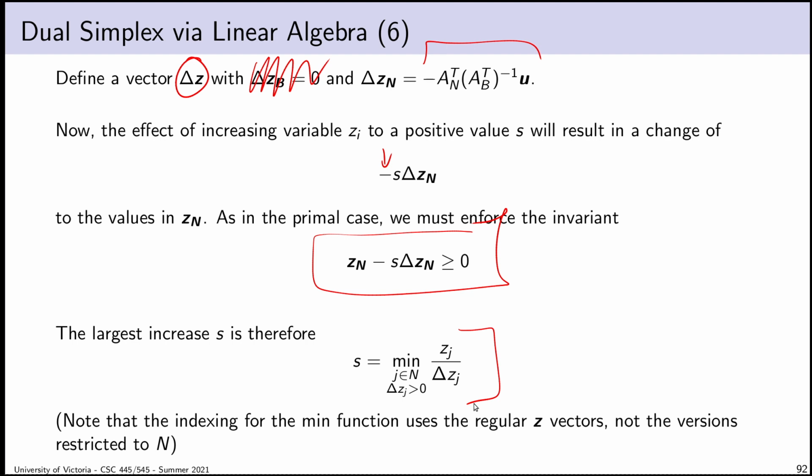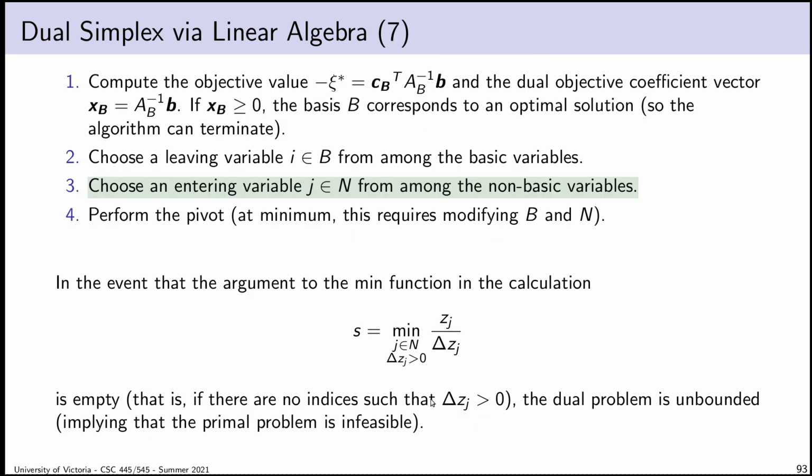Notice that just like before, in our primal case, the indexing I'm using is the absolute index of each z variable, so the actual z, not zn or zb. Although I'm only iterating over the non-basic, well, primally non-basic, dual basic variables, and like before, I'm only looking at cases where delta z is greater than 0.